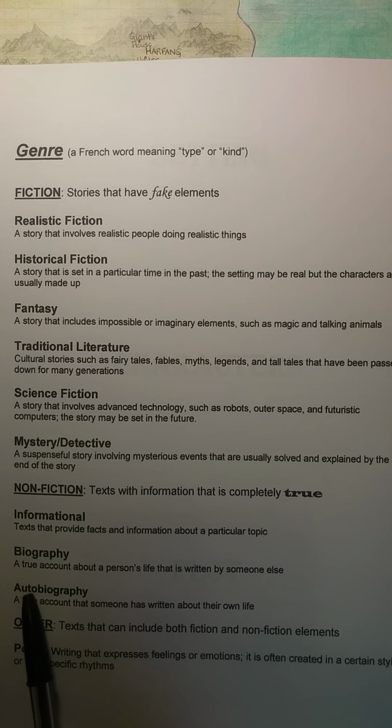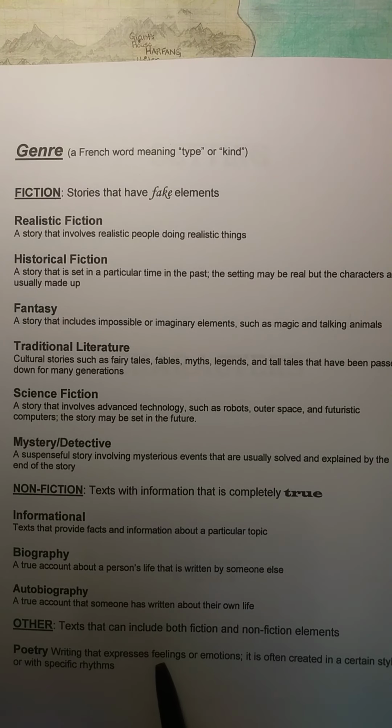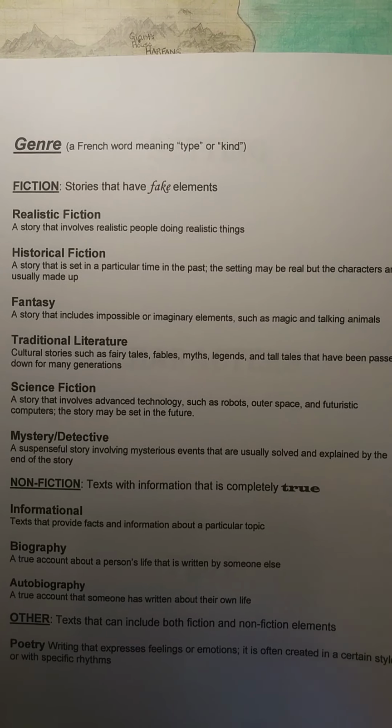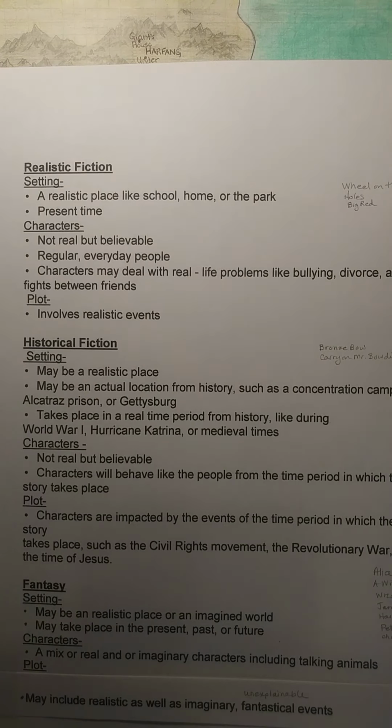Auto means by self, so an autobiography is a book that someone writes about their own life. Okay, and there are other texts that can include both fiction and nonfiction, specifically poetry. Poetry can include both, usually expressing feelings and emotions, and often created in certain styles with rhymes. But those are the basic genres of literature.